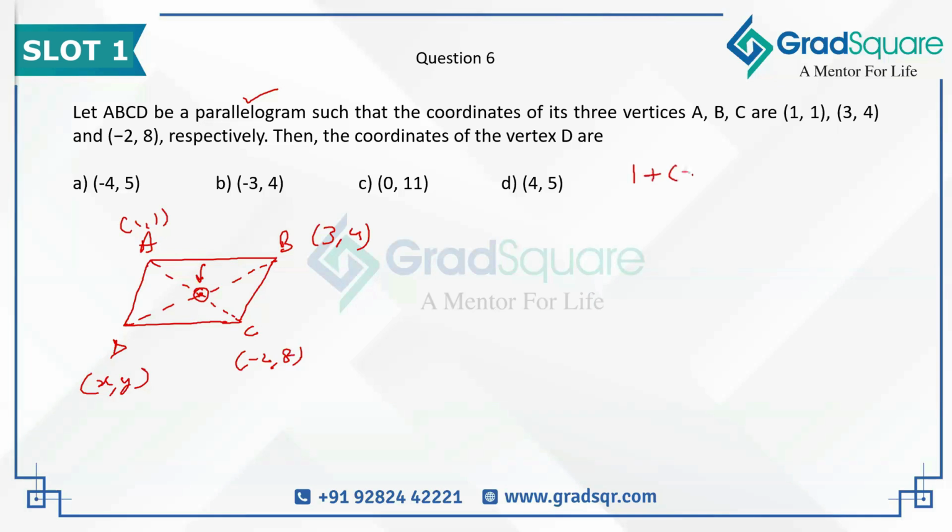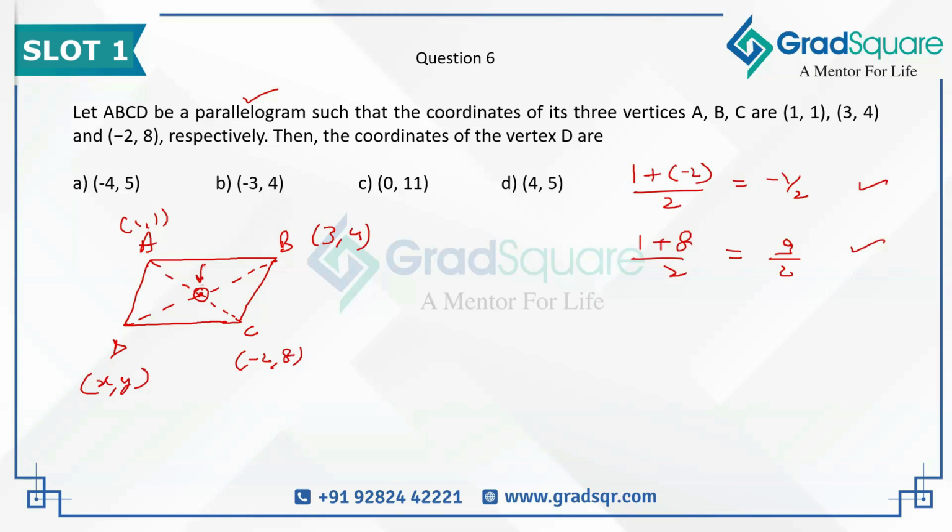(1 plus -2) divided by 2, that will give me the X coordinate, and that is going to be -1/2. And what is going to be the Y coordinate? Y coordinate is going to be (1 plus 8)/2, which is going to be 9/2. This is your X coordinate. This is your Y coordinate.